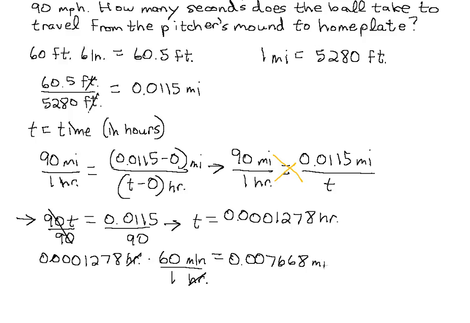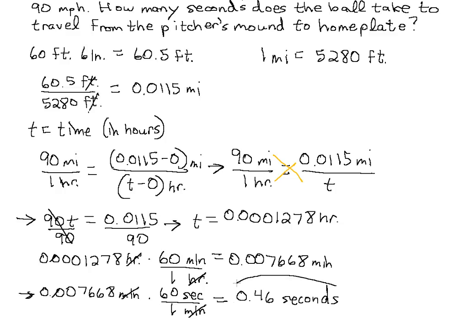0.007668 minutes. This is the equivalent of how many minutes it takes for the ball to get from the pitcher's mound to home plate. Now we want to do one more conversion, minutes to seconds. So we have 0.007668 minutes, and we're converting into another smaller unit, so we multiply again. 60 seconds is in 1 minute. Minutes cancels with minutes. Multiply this number by 60, and that gives us 0.46 seconds.